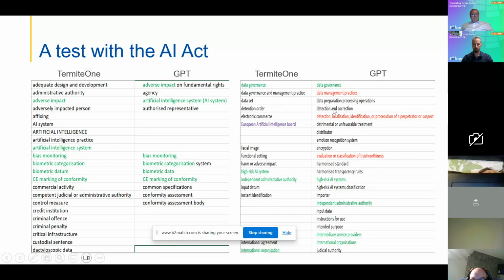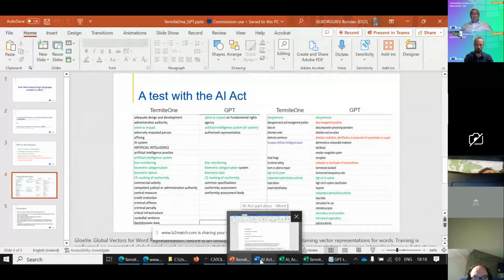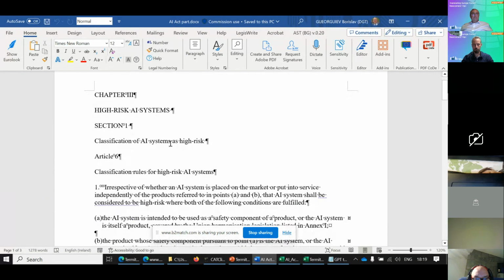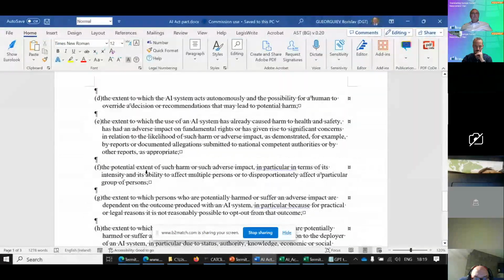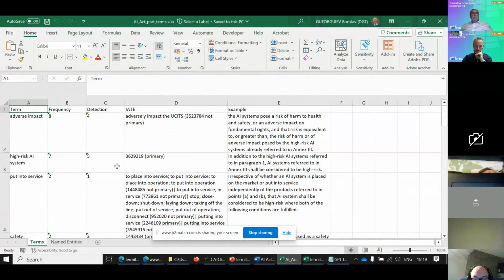And so now I would like to show you something more interesting, I hope, even more interesting than this. This is just a small part of the same AI Act. You see Article 6 and Article 7, just 3 pages. And this is the result we got using TermiteOne. We have these sheet terms, about which Matei explained already.